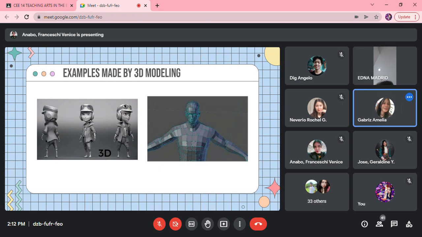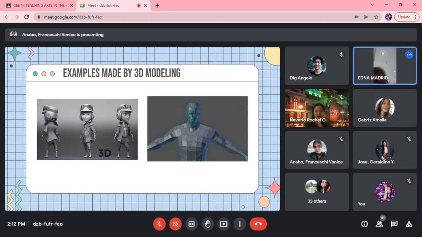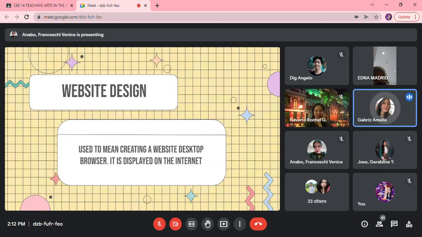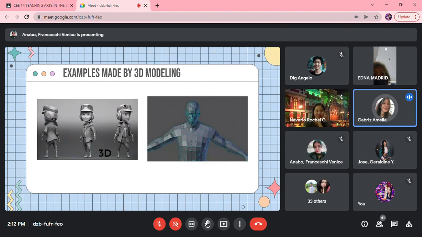So, may nakapagsabi po sa akin na ang 3D modeling daw po ay mahirap. Kinakailangan din po dito ng enough time dahil mahirap daw po siyang i-perfect. Ayan, so makikita po nyo yung 3D modeling dyan na nasa screen. Next po.